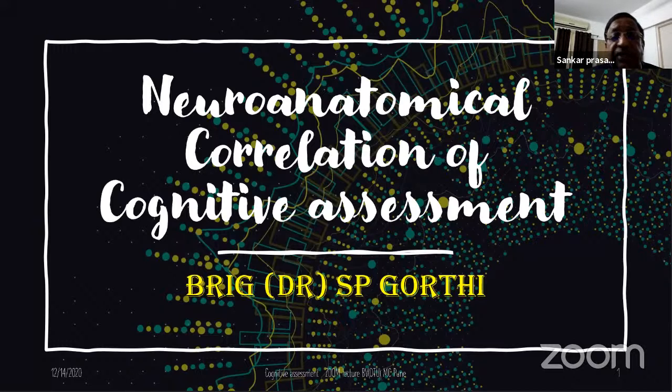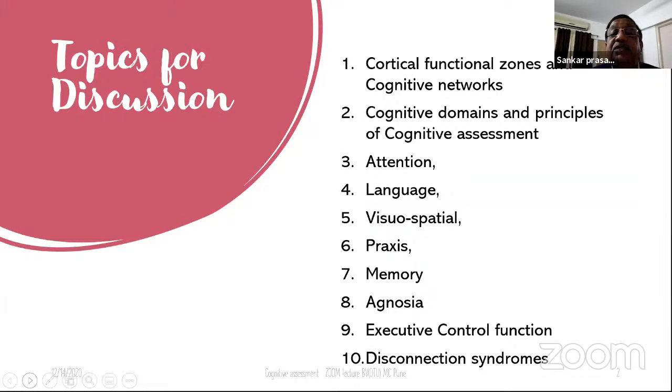We'll be discussing neuroanatomical correlation of cognitive assessment, a very important topic. I propose to deal with this topic in the following way. We'll briefly talk about cortical functional zones and cognitive networks that will help in our assessments. Also, we'll discuss cognitive domains and principles of cognitive assessment. We'll address the issues of attention, language, visuospatial function, praxis, memory, agnosias, executive control function, and some disconnection syndromes.